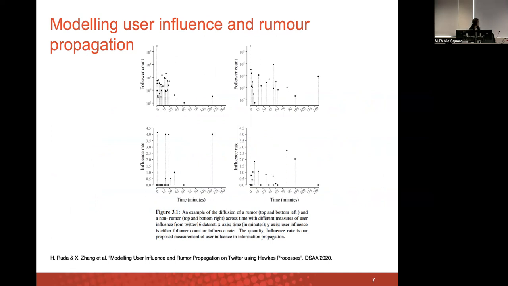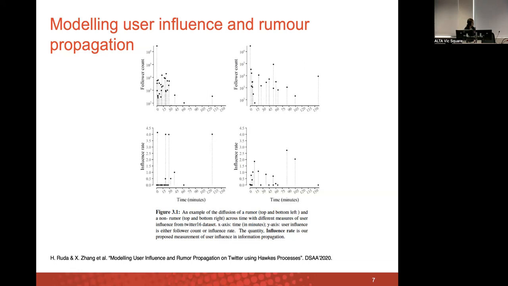Actually, what we have done is we applied a multivariate Hawkes process to explicitly measure user influence. On the top, you usually see a user's social influence as the number of followers, and here we see the follower counts of the different users. But when we applied the Hawkes process to model the information propagation for the different users, what we found is that a high number of followers doesn't translate straightforwardly into high influence.